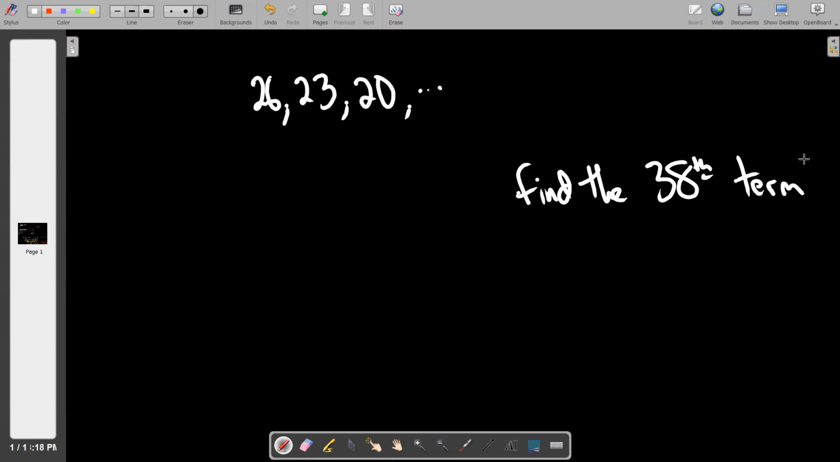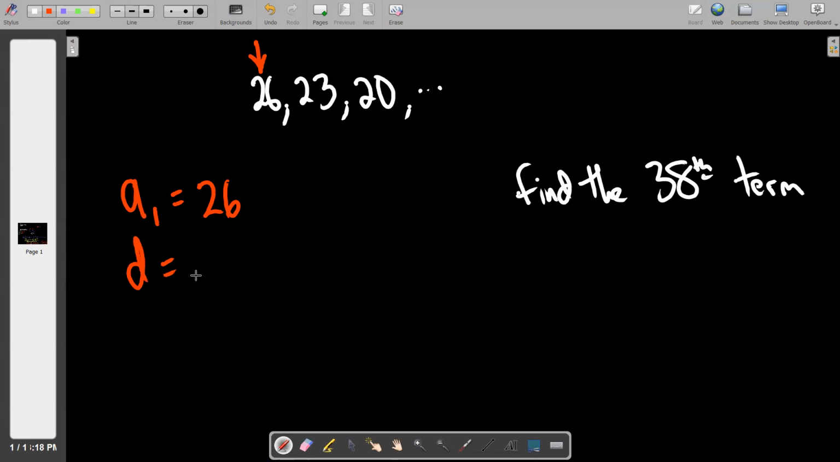File this under stuff that shouldn't need to be said, but is going to be said. We're not going anywhere until we put this out. What's A sub 1? 26. A sub 1 is the first term. A sub 1 will always represent the first number in the sequence.